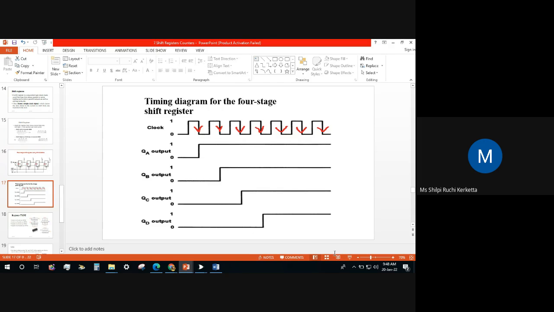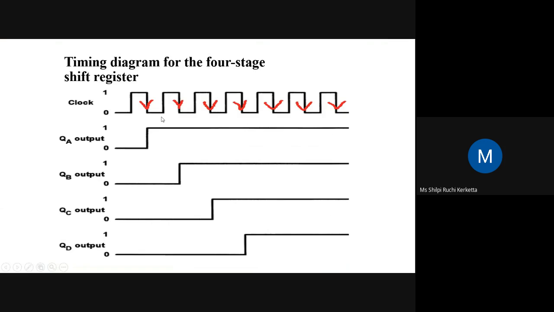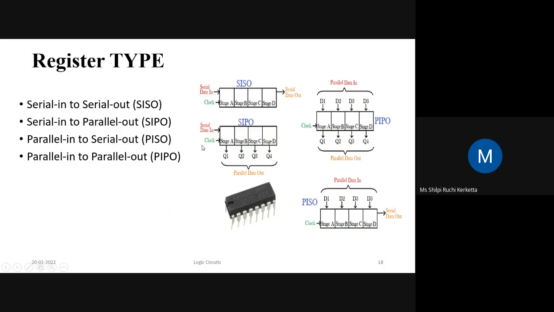So with the first negative edge triggering, we are getting a 1 here, with the second negative edge triggering we are getting a 1 here, with the third negative edge triggering we are getting a 1 here, and with the fourth negative edge triggering we are getting a 1 here. It is changing from 0 to 1. So this is given in your book, this timing diagram. Actually this is not in the syllabus, but they have given the question on this SISO and this PISO in the external. That's why we have included this in the syllabus. Okay.